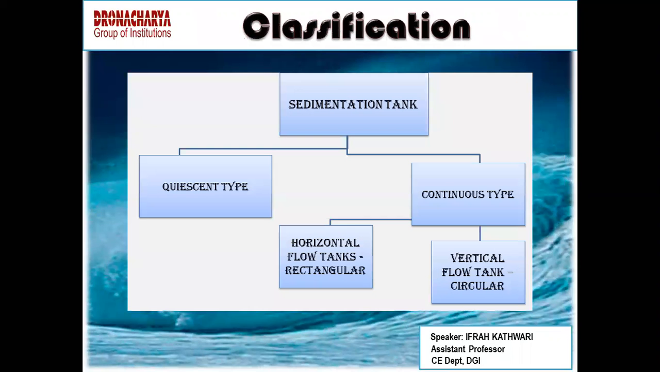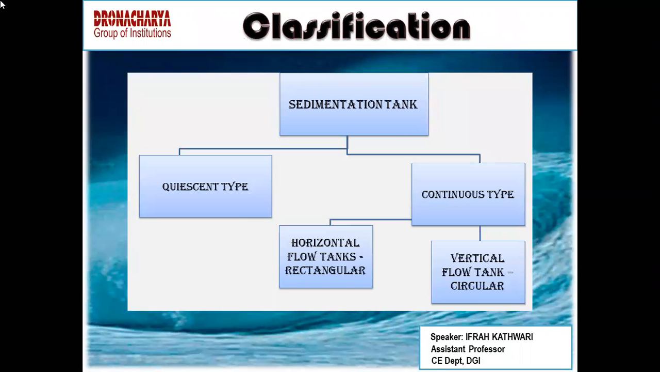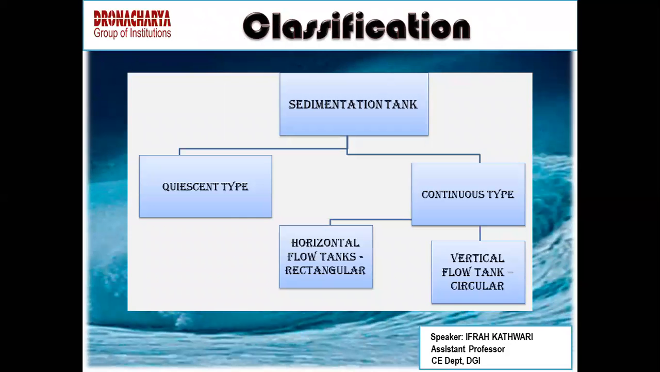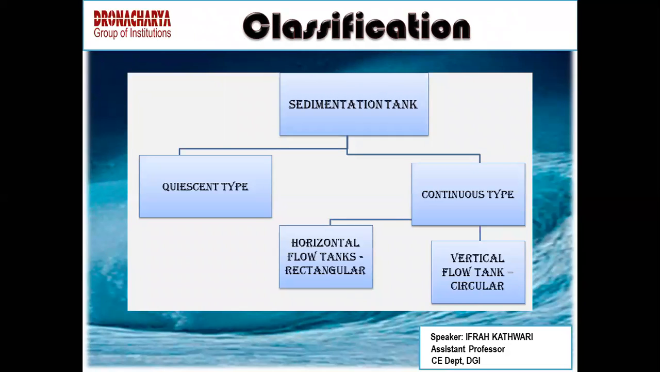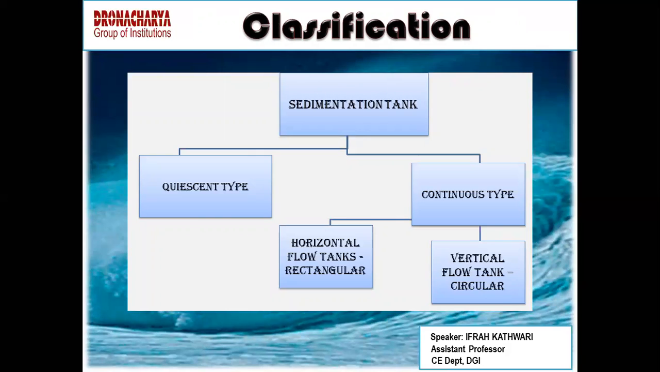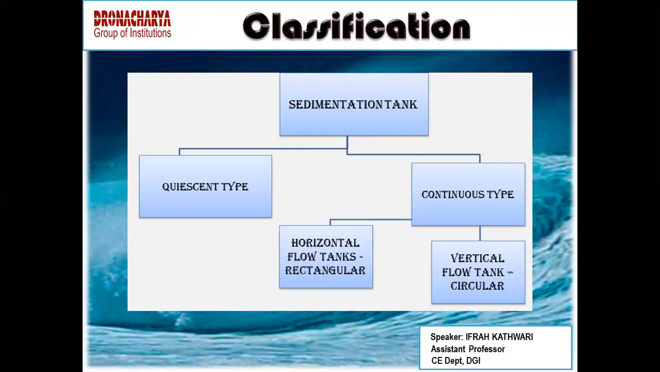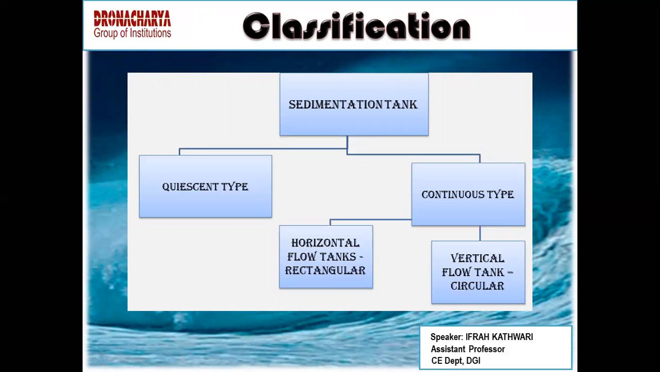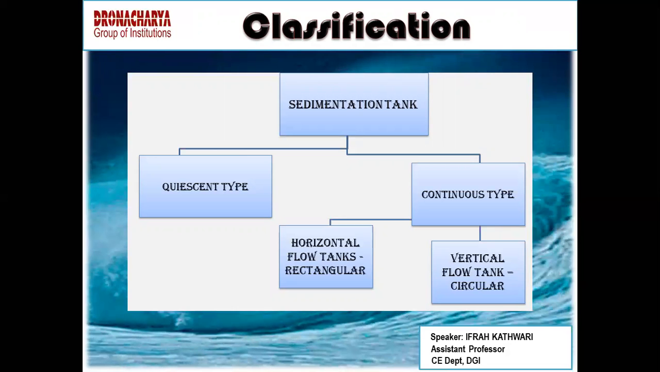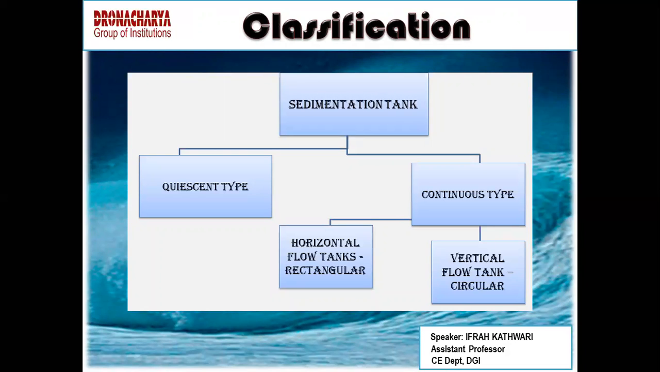After this, we have the classification of sedimentation tanks. Now the sedimentation tank is classified into two main categories: quiescent type and continuous type. In the quiescent type, the detention time that I talked about in the previous slide, the period during which the water remains in the sedimentation tank, is around 24 hours, which is much less. Then the cleaning interval is 8 to 12 hours. It takes a lot of time to clean that tank.